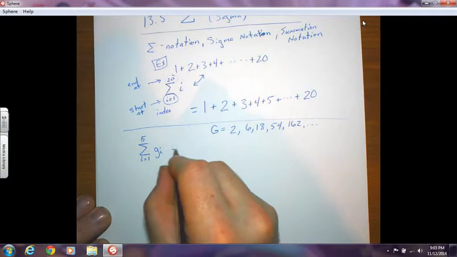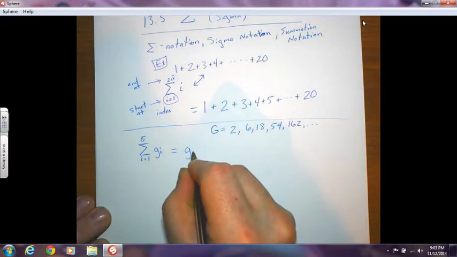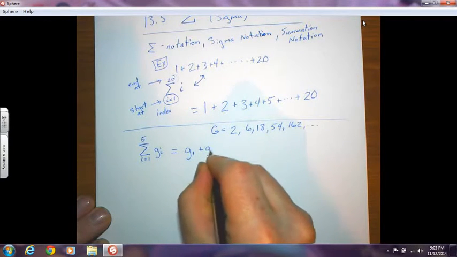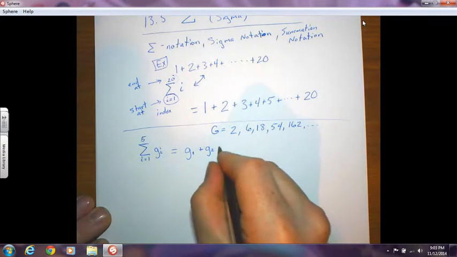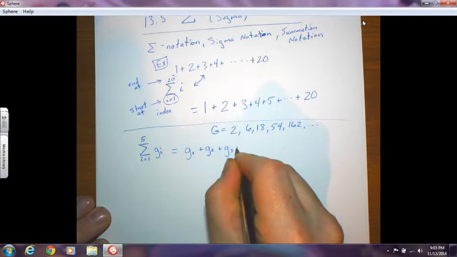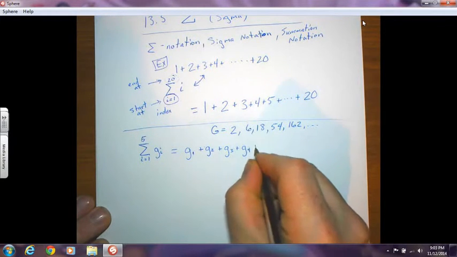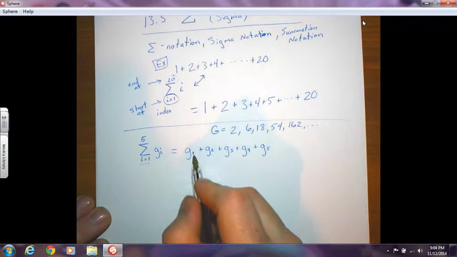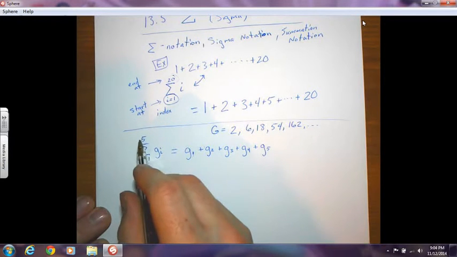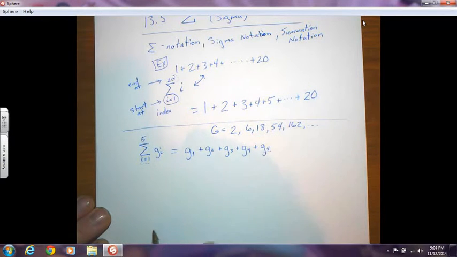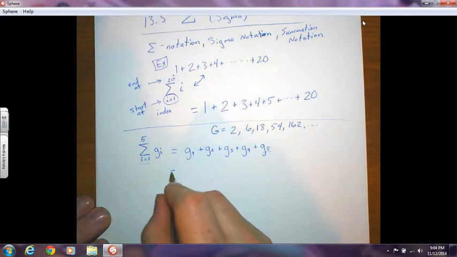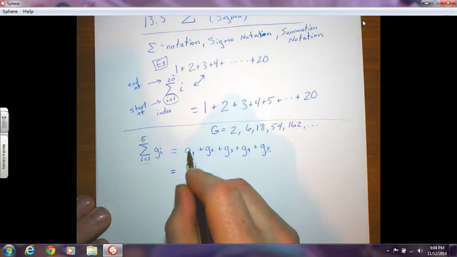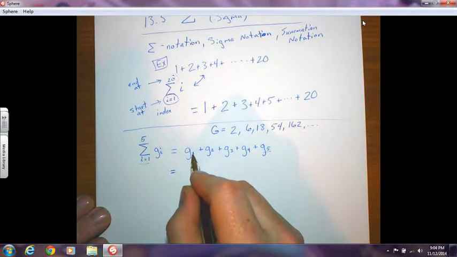that means that I want to take G sub 1, the first term in that sequence. I'm going to add it to G sub 2, the second term in that sequence. And we're going to continue on until we get all the way up to the 5th term. So again, starting at 1, G sub 1, ending at 5, so G sub 5. Now we can replace those with numbers because this index value of 1 means that we want G sub 1, or the first term of the sequence.